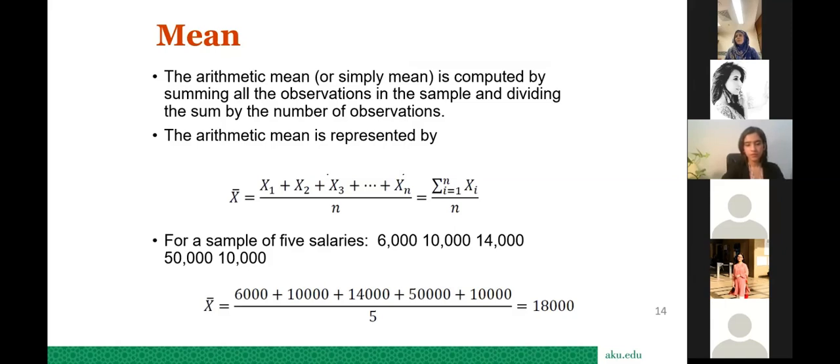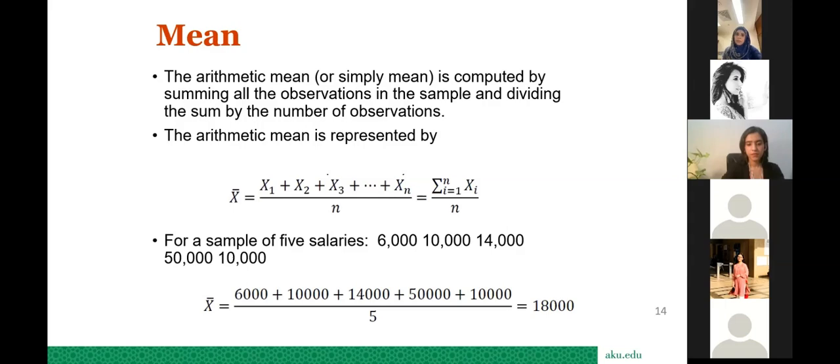Anyone? Anything. I mean, anything you remember. I'm sure you must have come across, even in your daily life, the averages and everything. So it's simply the sum of values upon the number of values.